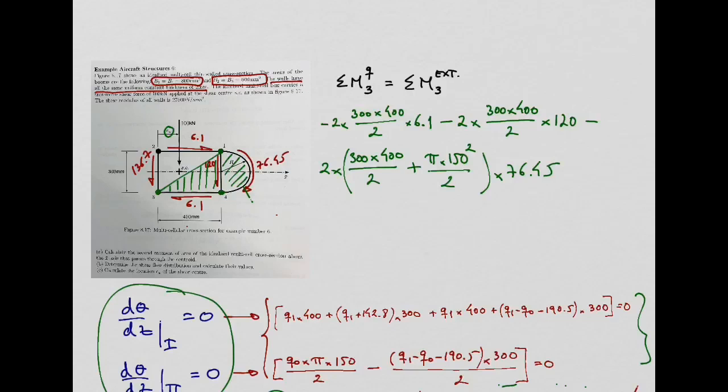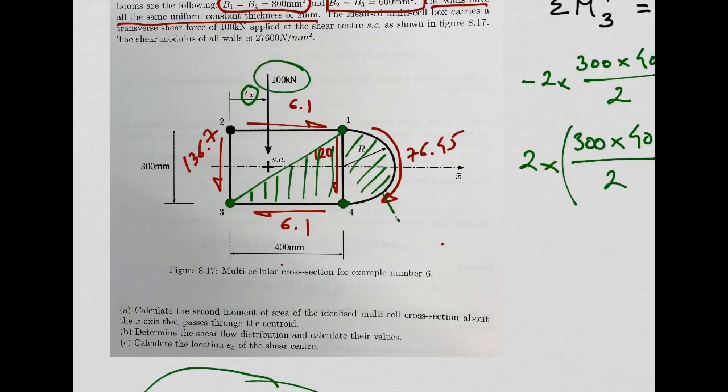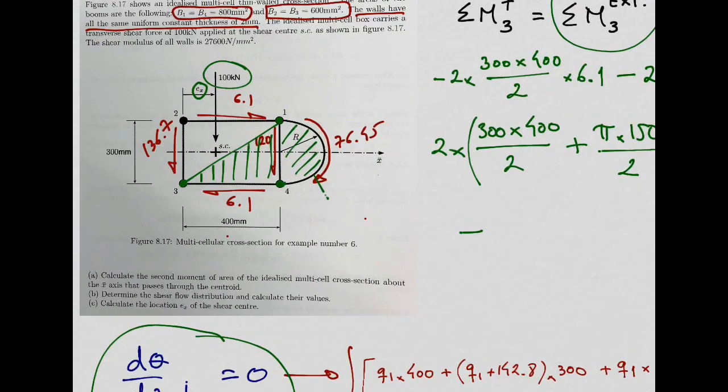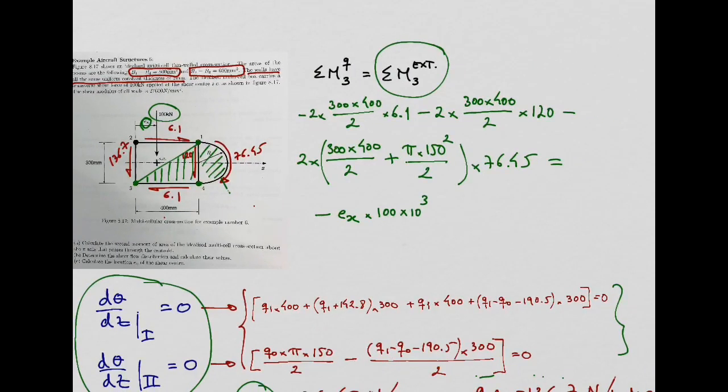And shear flows, that's it. That's all we have for the shear flows. Now, the right-hand side of this moment equation is the moment produced by the external forces about the same point, point 3. And that is a quite easy moment to do, right? The external force is this 100 kilonewton. The moment is, how much is it? Clockwise as well, right? So minus, what is the distance? Ex times the force, which is 100 kilonewtons, right? Yeah?